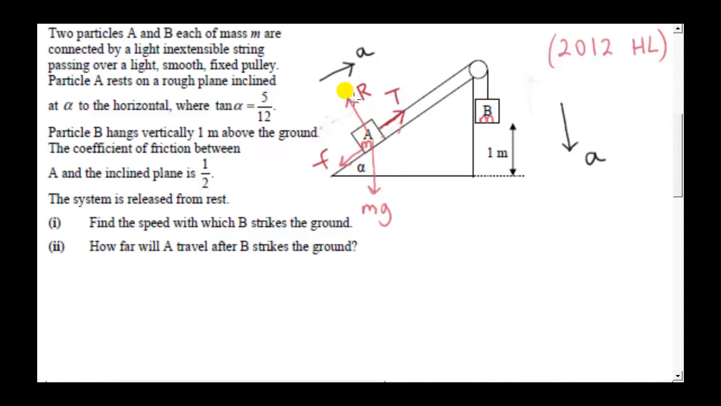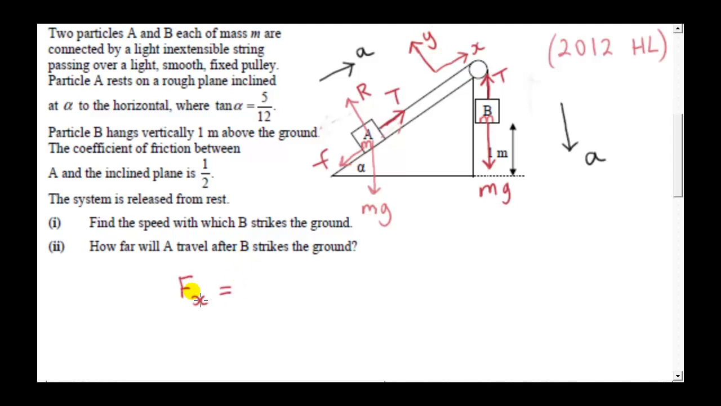Now, R is the force on A due to it being in contact with this wedge. String tension is the same throughout the string. And weight of B is mg. Okay, let's look at the resultant force on A. So, again, we consider two directions, x and y directions. The positive x-axis is up the incline. That's the direction of the resultant force, or the acceleration A.